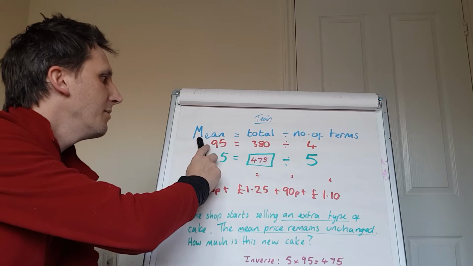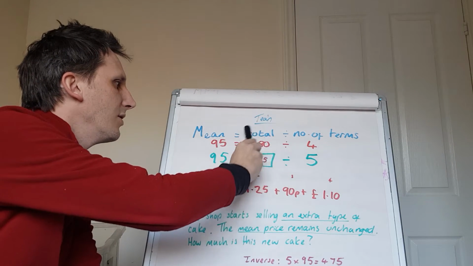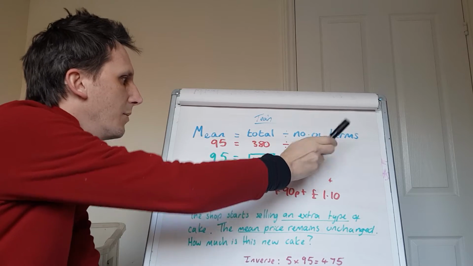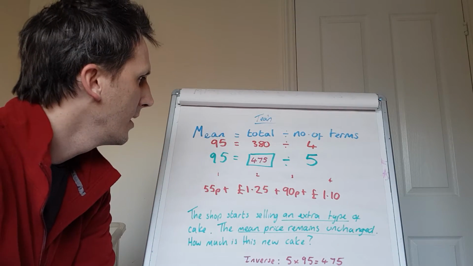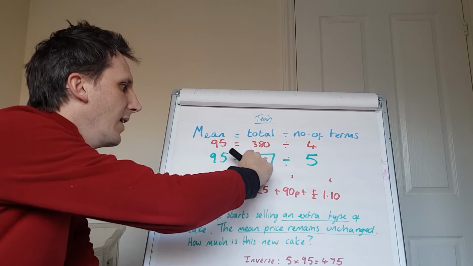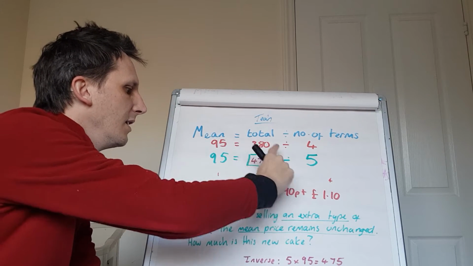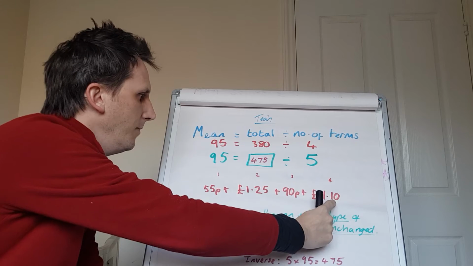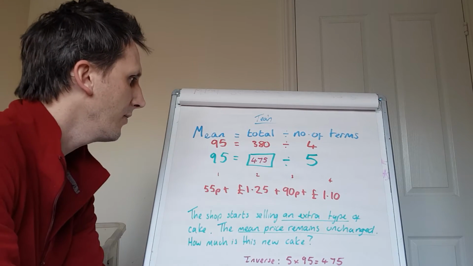So to find the mean, we have to find the total and divide it by the number of terms, by the number of numbers. And to find the mean of these ones, you've already done that. You've added them together to make 380. You've divided it by 4, which gave you a mean of 95.